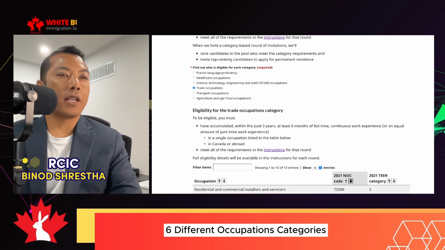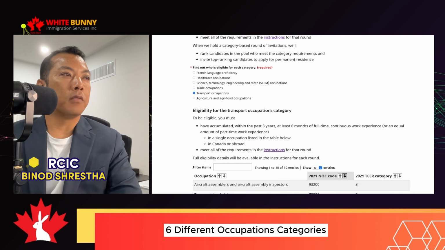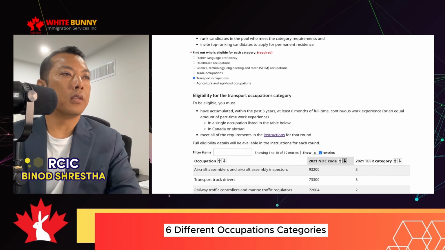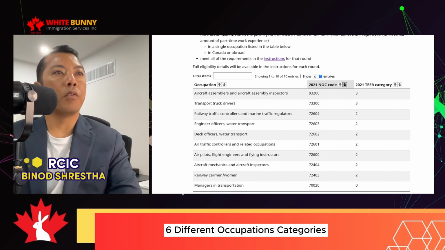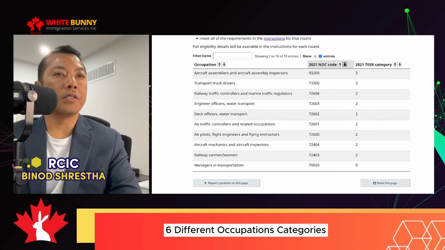The other one is transport occupations. We do have a couple here as well. So they recently did one draw under this. Right over here. So 10 occupations are listed here.